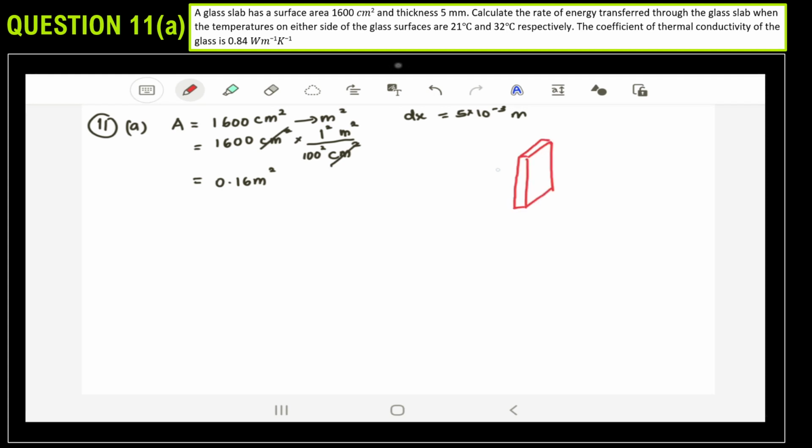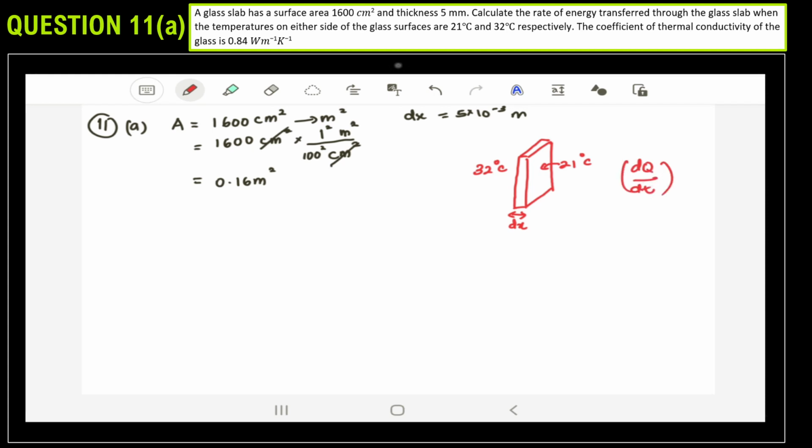Okay, something like that. So this is the thickness, dx. Given that the temperature on either side of the glass surface is 21 and 32 degrees Celsius, let's say here is 32 degrees Celsius and here is 21 degrees Celsius. Now we want to calculate the rate of energy transferred. The rate of the energy transfer is dQ over dt.